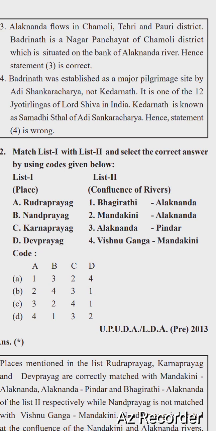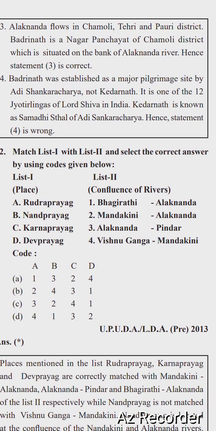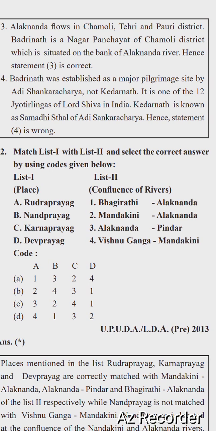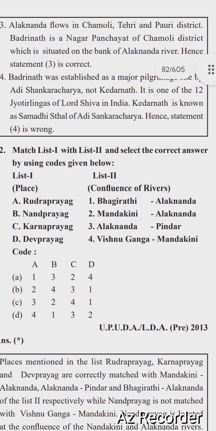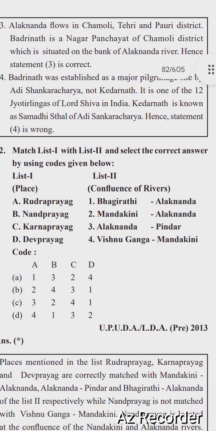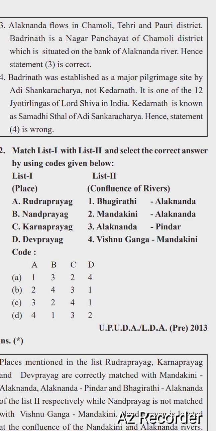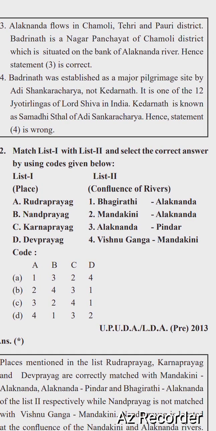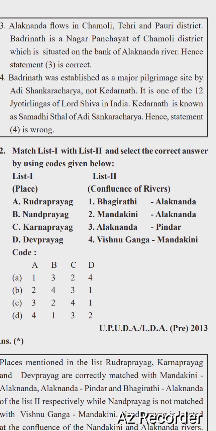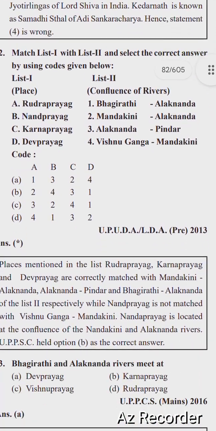Option D is related to option number 1, Bhagirathi and Alaknanda. And the right option is B and C related. Then we read about Rudraprayag. Rudraprayag is related to Mandakini and Alaknanda, and the A option is related to option number B. So the right option is option number B. Nandaprayag is related to Vishnuprayag and Mandakini, and option number C, Karnaprayag, is related to Alaknanda and Pindar. So option B is correct.